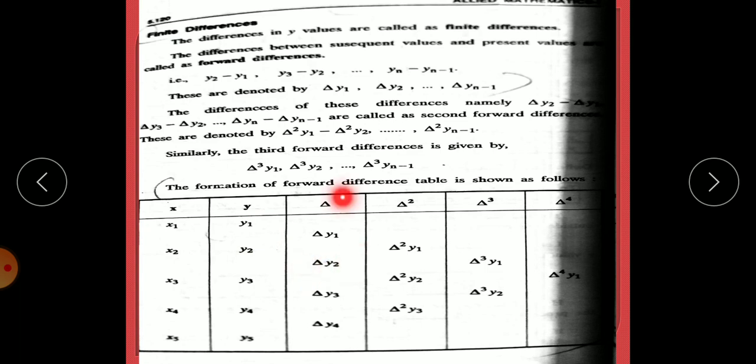This is not delta. You can call this a lambda actually, and the opposite of this one is called the delta. So this is a lambda value. y4 minus y3 is lambda y3, and y5 minus y4 is lambda y4. This is which they have written here.